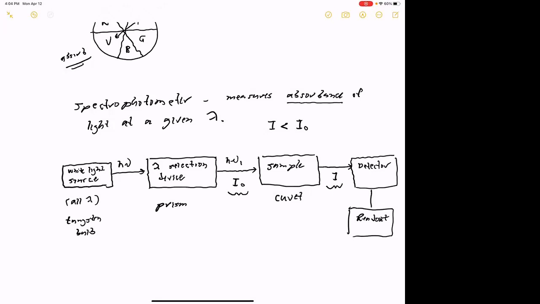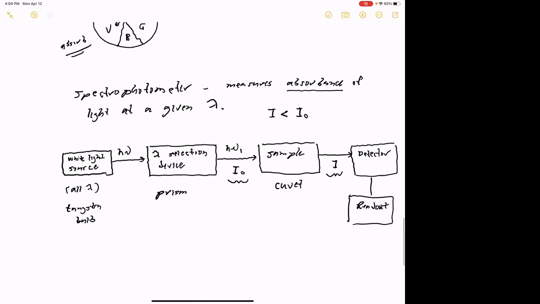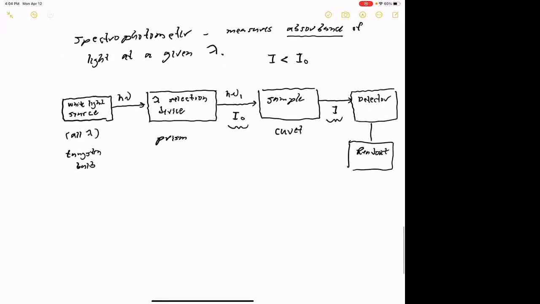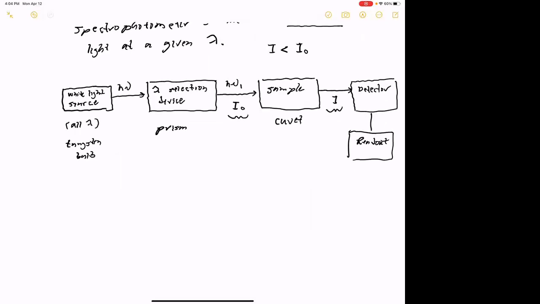I have a quick question. Sure. Sorry, what does that last box say? Readout. Okay, thank you. So that would be either an intensity readout in counts, or it would be an absorbance. And the absorbance can be obtained from the I and the I naught.